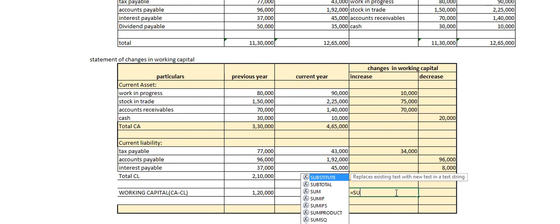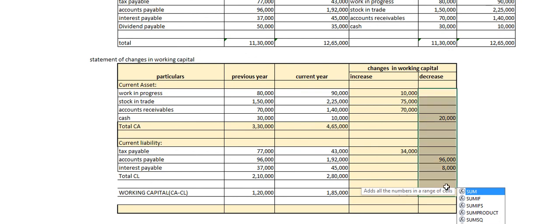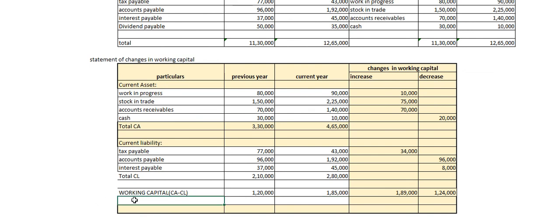So the total amount of net increase is 189,000. And the total amount of net decrease is ₹1,24,000. So if you see the working capital, last year it is 1,20,000, the current year it is 1,85,000. So by this we get to know it has increased from previous year to current year. So net increase in working capital is equal to 1,85,000 minus 1,20,000, which you get 65,000 as your amount.